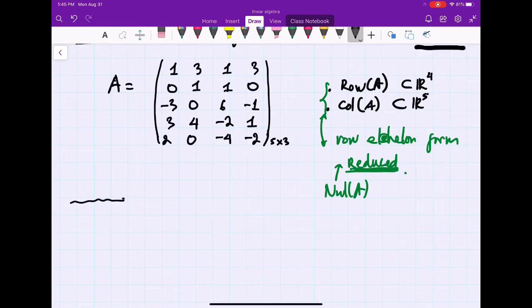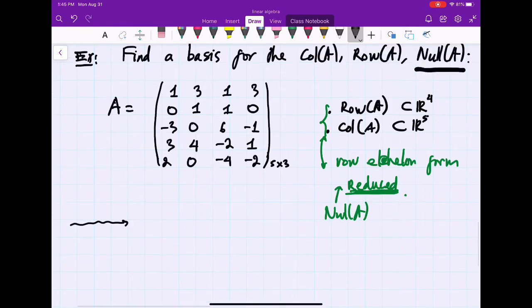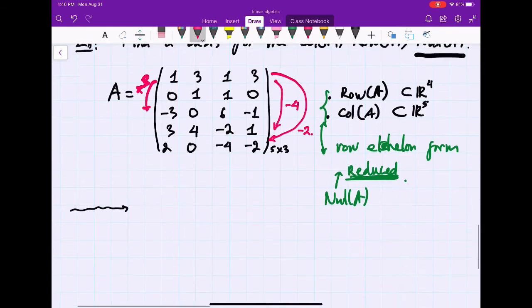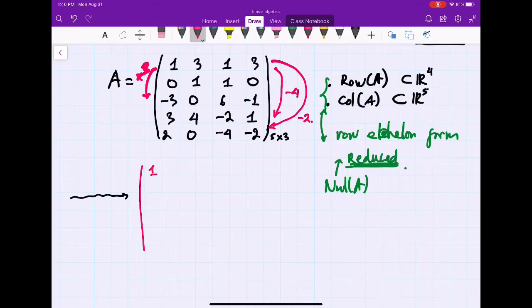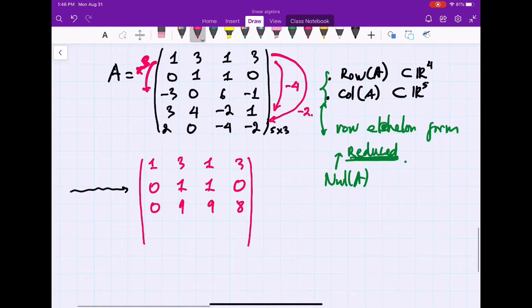So I fix the first row. I multiply the first row by 3 and add to the third, and then I multiply by negative 3 and add to the fourth, and multiply by negative 2 and add to the fifth. So I have the following matrix: 1, 3, 1, 3. I have 0, 1, 1, 0, 0. 3 times 3 is 9, so I get 9 here. 3 times 1 is 3, with 6 is 9. 3 times 3 is 9. 9 minus 1 is 8. That is the third row.